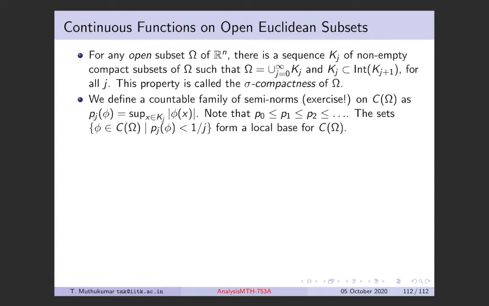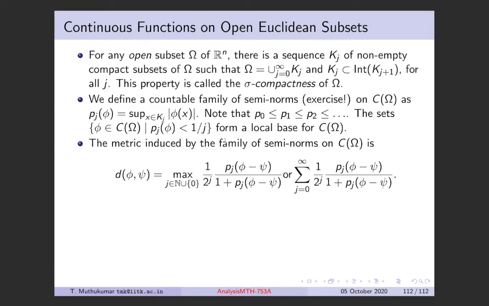Using these semi-norms, you can say that the sets of all phi such that pj of phi is less than 1 over j, this collection over j, forms a local base for C of omega. This can generate all the open sets locally, a neighborhood basis basically.